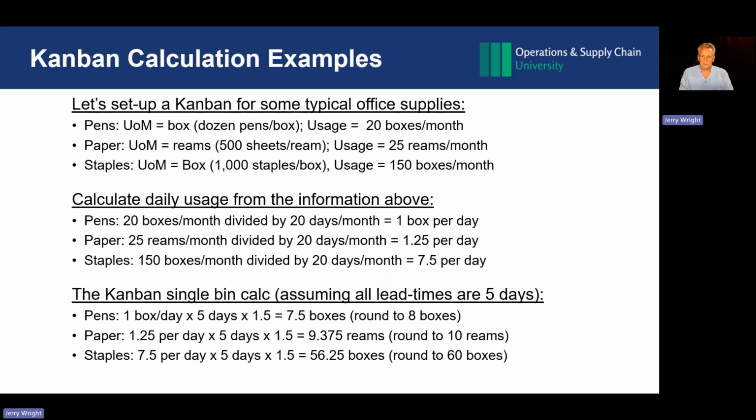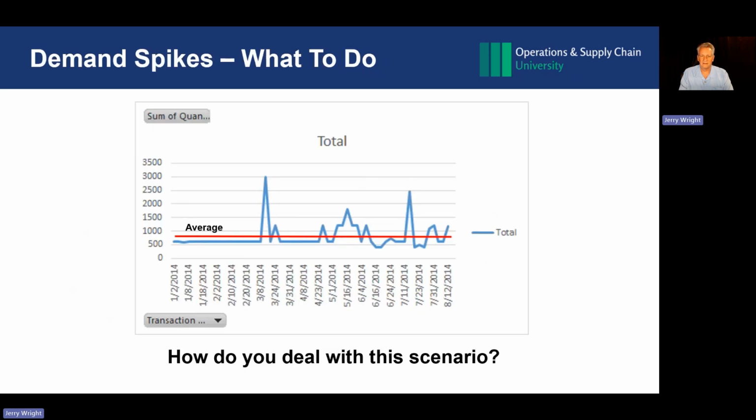Now, people ask me sometimes, what if I have a demand spike? So here's my example. My average, I'm doing 700 a day. But I've got this huge spike, it looks like in March, and then again in July, and even a decent sized one in May, where I'm 3, 4, 5, 6 times my demand. Now, I could sell them everything I have, then I can't service another customer. That's not going to work. So how do you deal with this scenario?